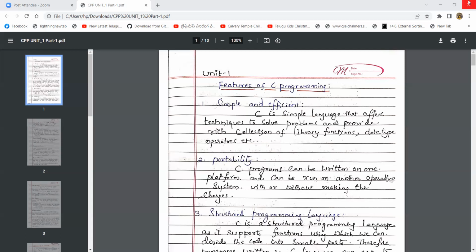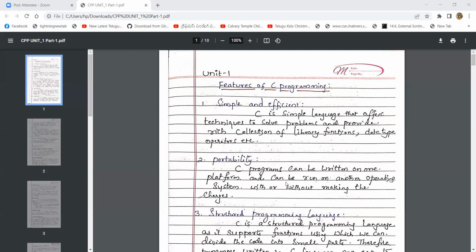The second feature is portability. Portable is nothing but movable. In programming languages, it means we can implement a program in one operating system or platform, and we can reuse the same code on other platforms, with or without small changes. That makes the language portable. So C is a portable language because we can write a C program for one operating system and run it on other operating systems also.